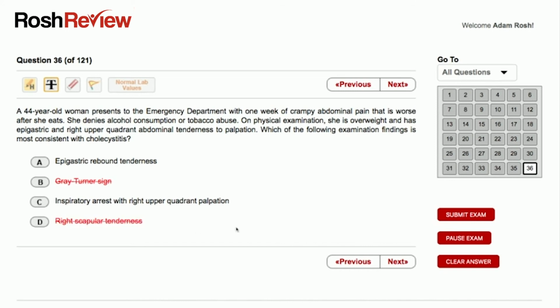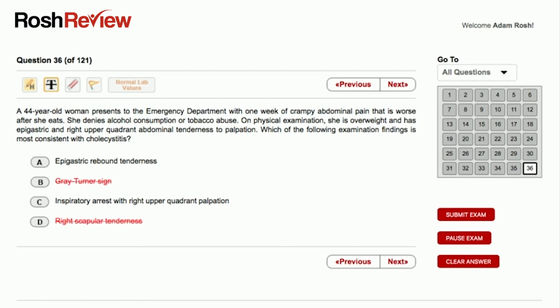Now we're left with two, epigastric rebound tenderness, answer choice A, and C, inspiratory arrest with right upper quadrant palpation. Well, the classic finding is Murphy sign with acute cholecystitis. In Murphy sign, you ask the patient to take a deep inspiration. And while the patient is inspiring, you palpate the right upper quadrant, and the patient will take an inspiratory pause or will stop breathing and sometimes say, ow.